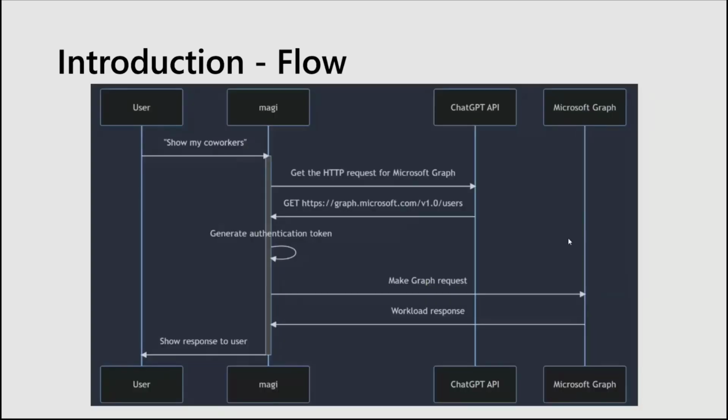So here's the flow of how Magi works. First, a user issues a query to Magi. The secret sauce of Magi is it relies on the ChatGPT API to actually decode the user query into HTTP requests, which it can make to Microsoft Graph. So after the ChatGPT API returns the HTTP request for Microsoft Graph, Magi takes care of all the authentication, permissions and all the scaffolding, makes a Graph request and surfaces the Graph response to the user.